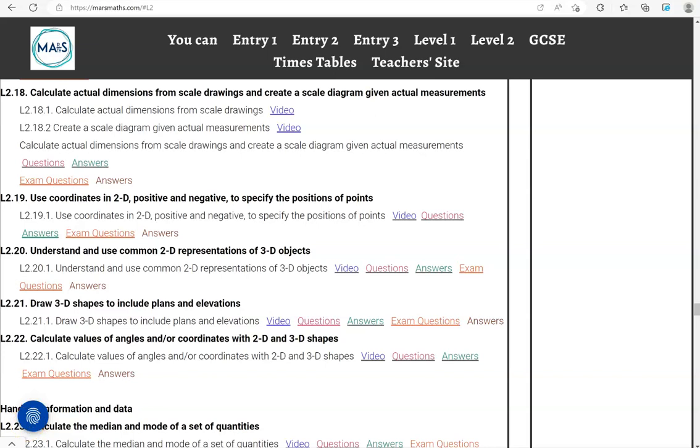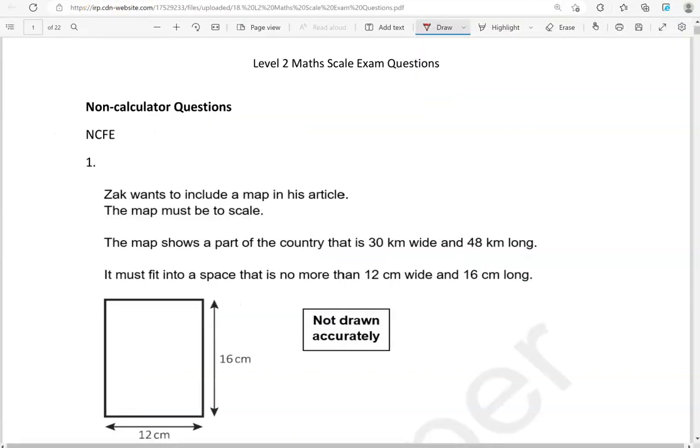In this video, we'll go through exam questions that cover the criteria, calculate actual dimensions from scale drawings, and create a scale diagram given actual measurements. You can locate the questions on the mathsmaths.com website under Level 2. The questions come from different exam boards. We'll start with the non-calculator questions and then we'll move to the calculator questions.